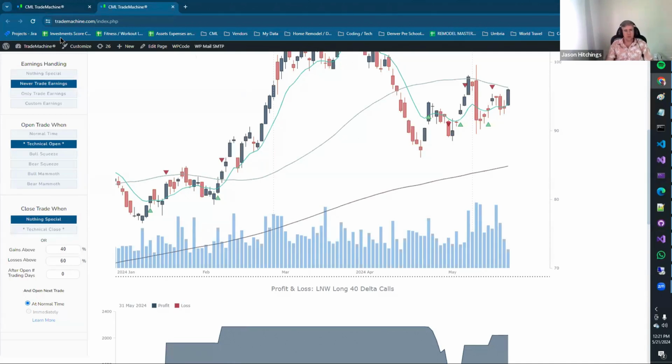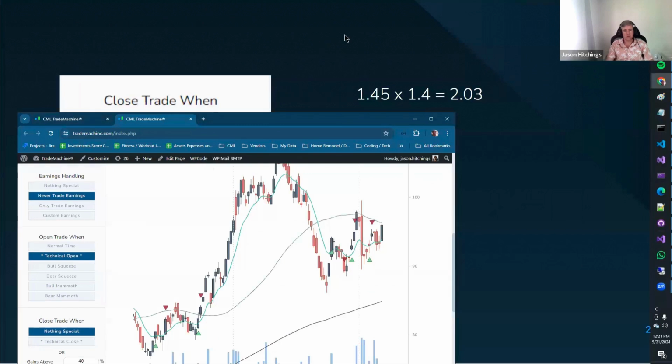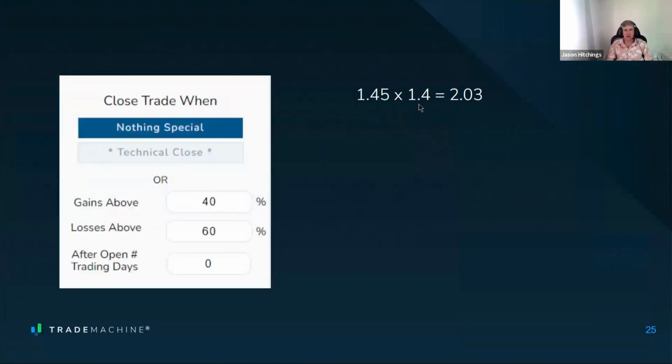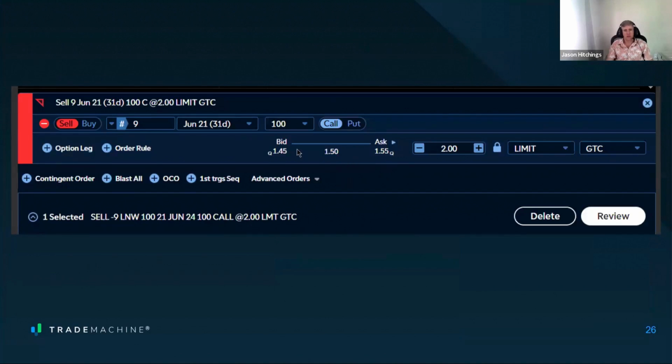So I'm just going to put a limit order in on the platform. When I look at this, I got in for $1.45. So 140% of that would be around 2 or 2.05. I chose 2, and I just put a limit in on the strategy, good till canceled. It will exit the position for me once my limit is hit.